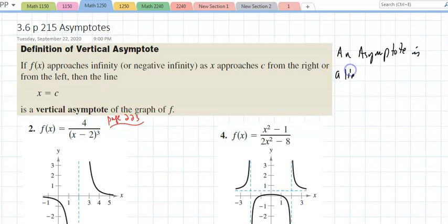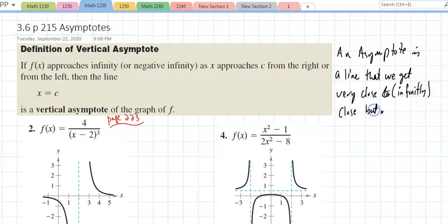A line that we get very close to. How close? Infinitely close. But never reach.